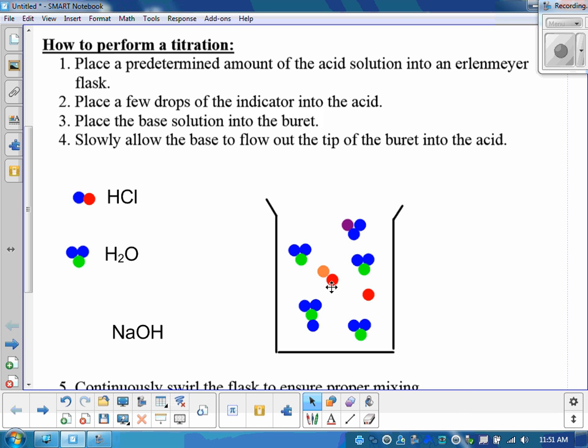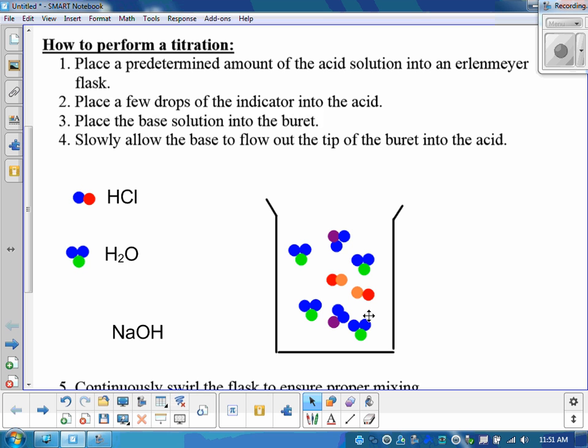So if we keep adding in more NaOH, if we add in more of these, and they start bonding, it's still acidic, right? We have our hydronium ion in here. Well, if I add more base, then it's going to keep taking that hydrogen ion, forming water, and then forming our salt.